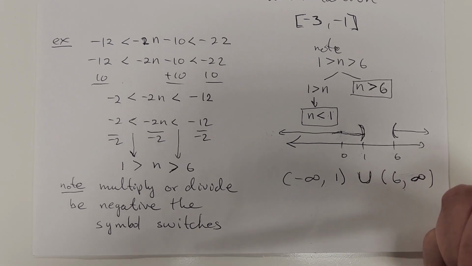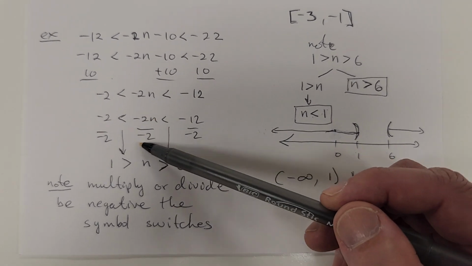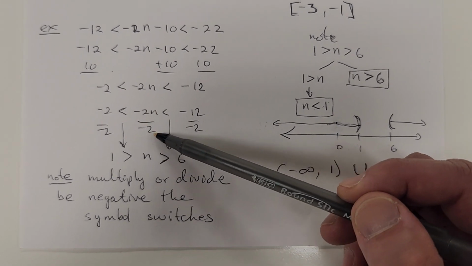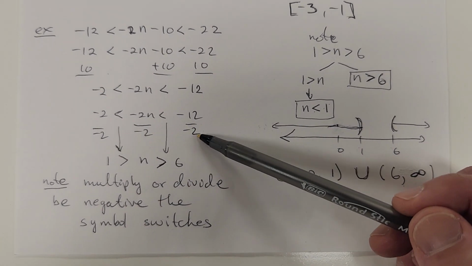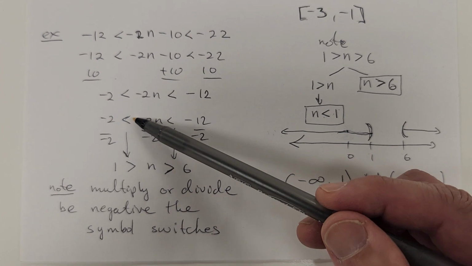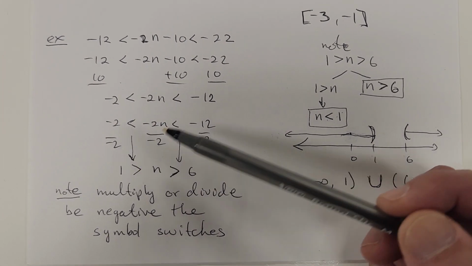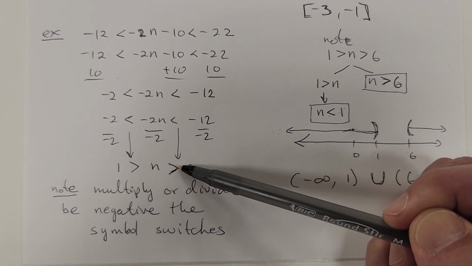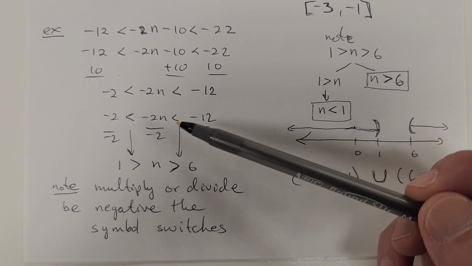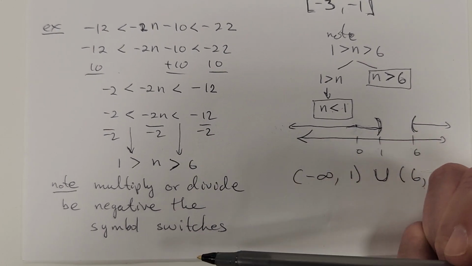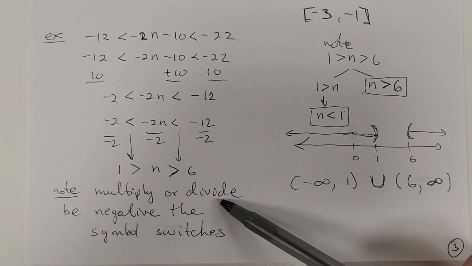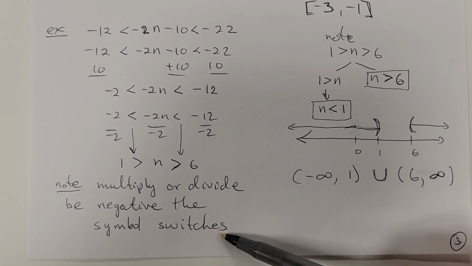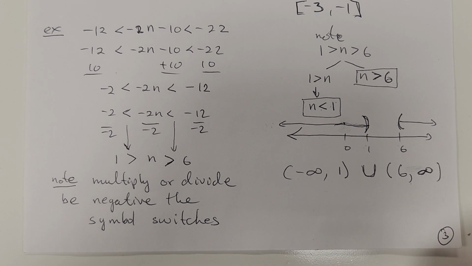One more time. Since I am dividing by a negative right here, this negative that I'm circling, same thing over here on the left and the right side, this symbol is switched. Make sure you switch it, and the other side as well too. One more time: when you multiply or divide by a negative, the symbol is switched. So be very careful of that.